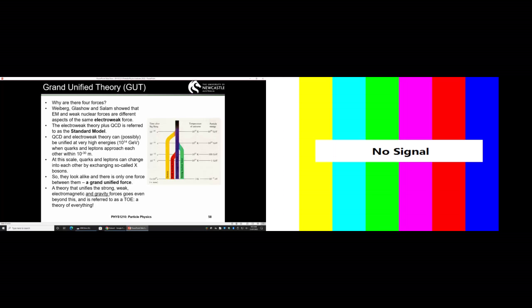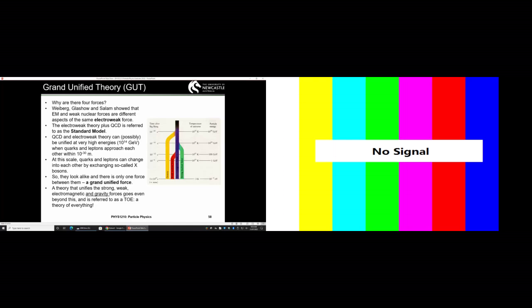Now, the question is, why are there four forces? Why should we have four different forces in the universe? And the kind of holy grail, I guess, or one of the holy grails of particle physics, is to try to understand all of these forces as different aspects of a single unifying force.